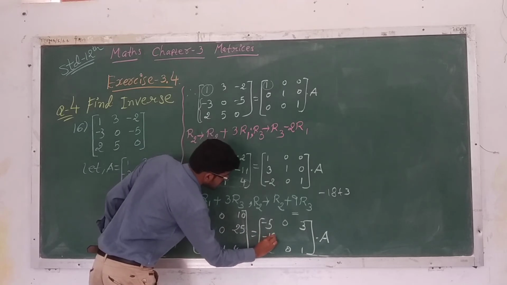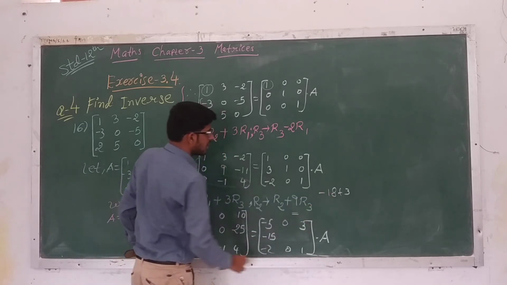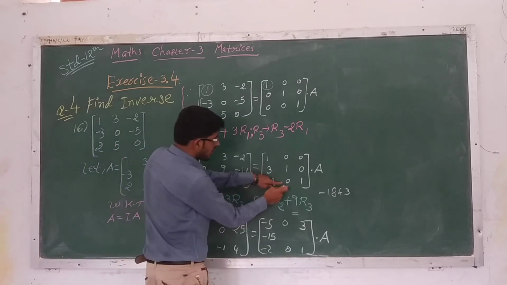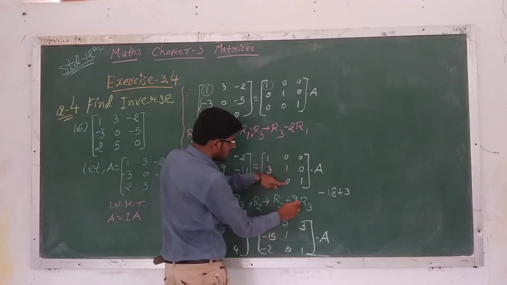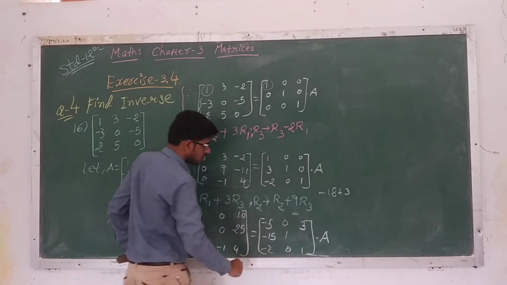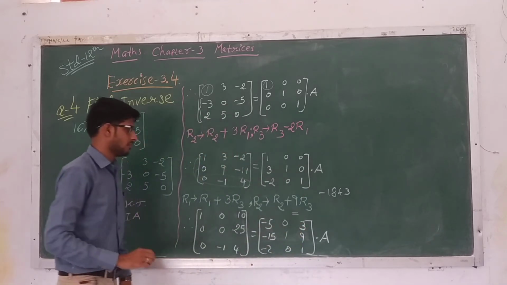So minus 15, because the negative number is greater. Next, 0 into 9 is 0, plus 1 is 1. Here 9 ones are 9 plus 0, so 9.